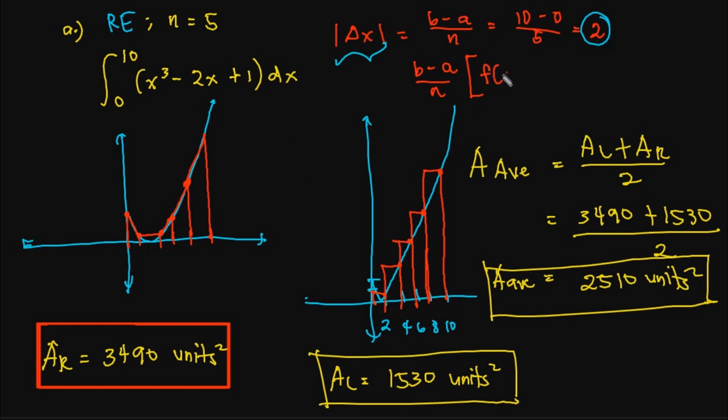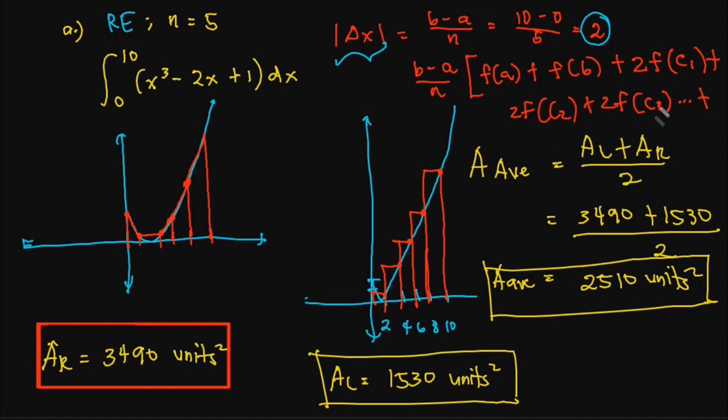your f of a, okay? And then your f of b. So, ito yung ating lower and right endpoint. And then, you have to take twice of every area that you have in between a and b. So, parang, let's say we have f of c1 plus 2 f of c2 plus 2 f of c3 and so on. Okay? And then, of course, you'd have to divide this by 2. So, we have 2n here. So, ito yung parang formula niya.